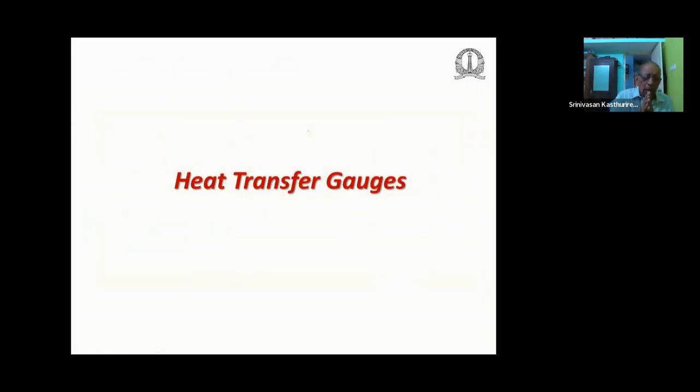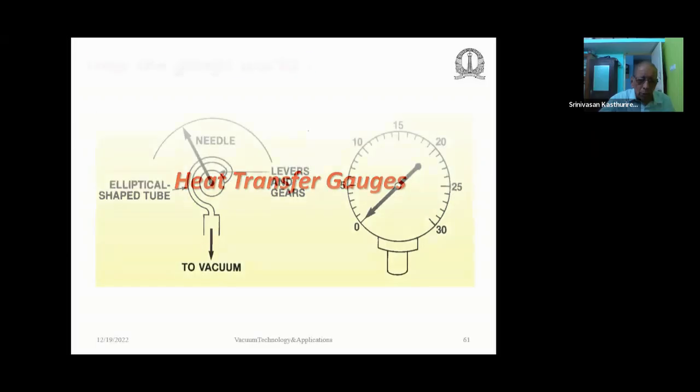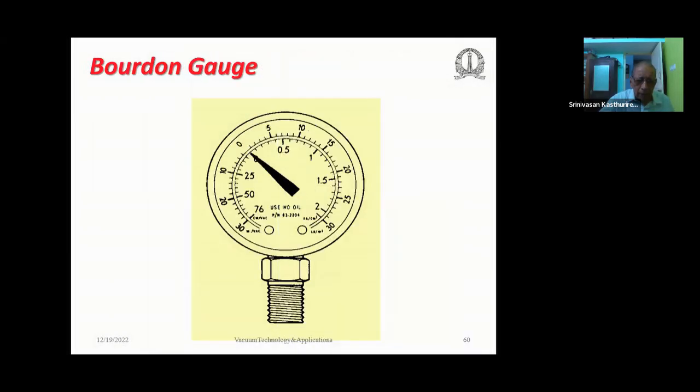Now, the gauge which contains both positive and negative indications is what is called a compound gauge. These are normally used by refrigeration specialists because they may have to evacuate and then also fill pressure. So you have a gauge containing both the positive side and negative side with respect to atmosphere. That is called the compound gauge.